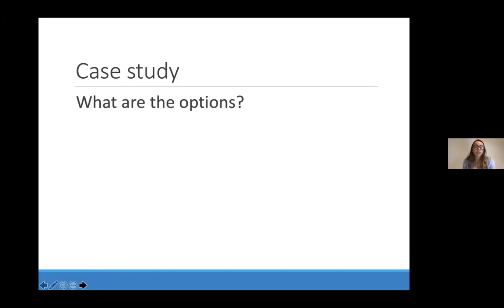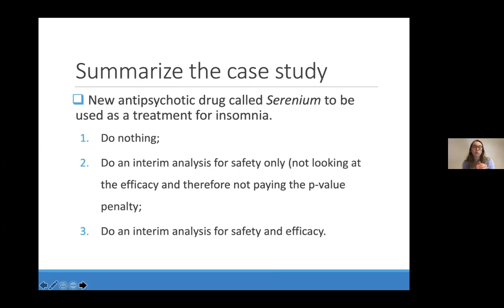So we already talked about the options that we get in this case study, so I'm going to move on. We have some options: to do nothing, no interim analysis; do an interim analysis for safety only, so not looking at efficacy, therefore not paying the p-value penalty. We just discussed this. And doing an interim analysis for safety and efficacy, right? And then in the case study, we had the possibility of doing 2 different alpha spending functions. We're going to discuss these alpha spending functions a little bit more later.